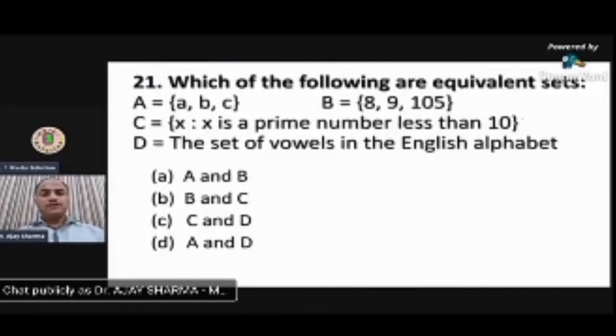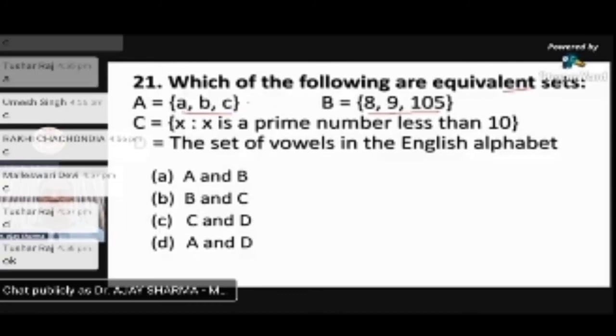Question 21: which of the following are equivalent sets? I've just told you what equivalent means. They should have the same number of elements. जी हाँ guys, elements different हो सकते हैं, but they should have same number of elements. See, set A has 3 elements, set B also has 3 elements. So obviously they are equivalent. Fine, but we cannot say they are equal.